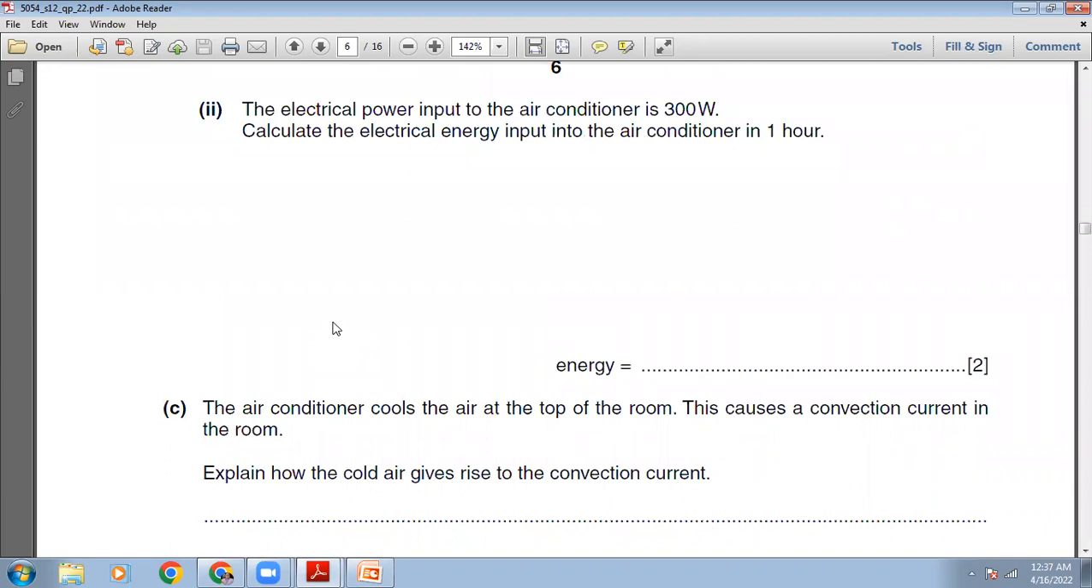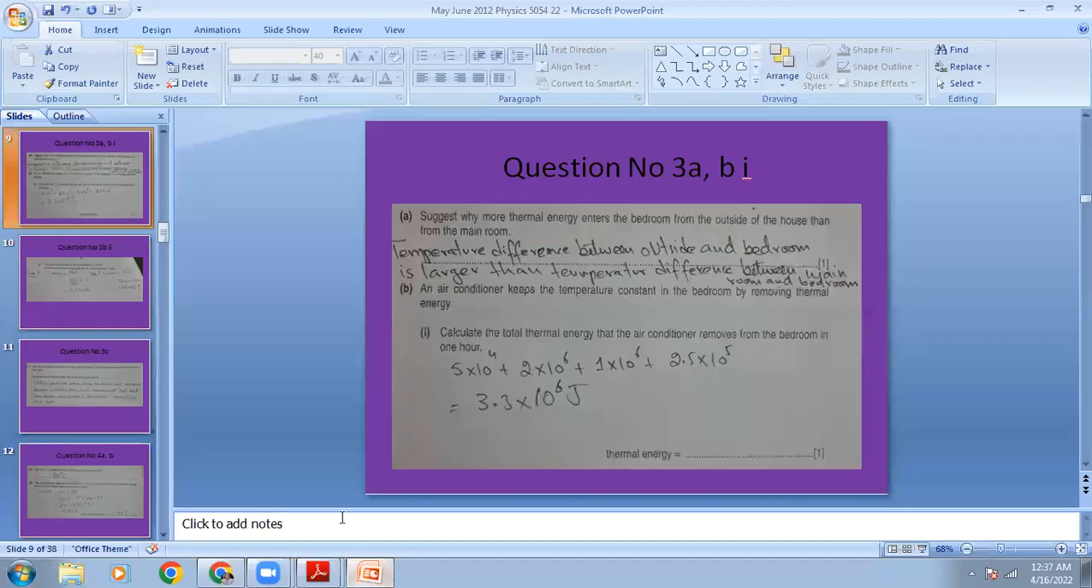The electric power input to the air conditioner is 300 watts. Calculate the electric energy input into the air conditioner in 1 hour. Energy is equal to power multiplied by time. The time must be taken in seconds to get the answer for energy in joules.